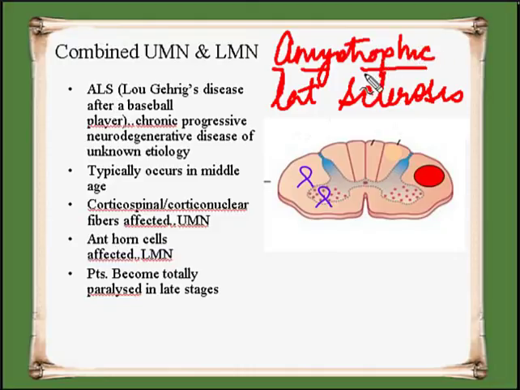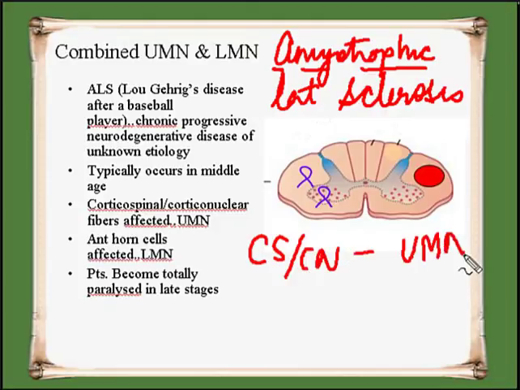Now, this is a chronic progressive degenerative disease, and the etiology is not known. And this affects primarily the corticospinal and the corticonuclear tracts, that is the upper motor neuron part of it. And then it also affects the cranial nerves, either their nuclei or the nerves, and it affects the anterior horn cells. And that's the lower motor neuron part of it, the anterior horn cells.